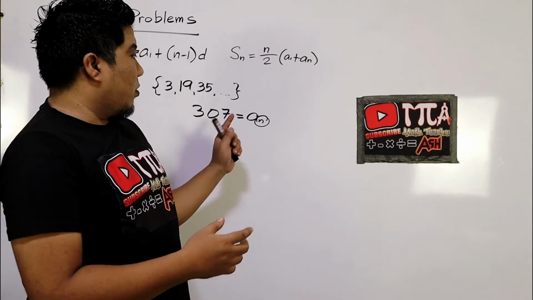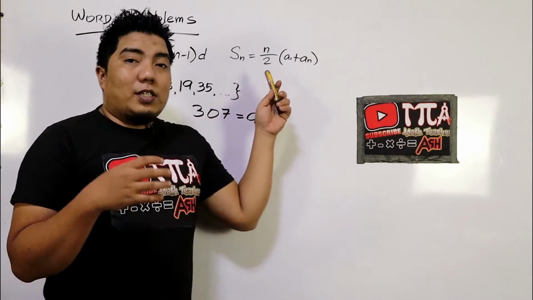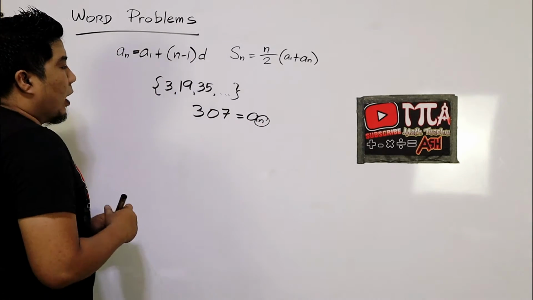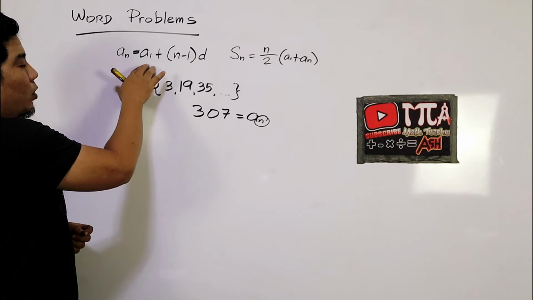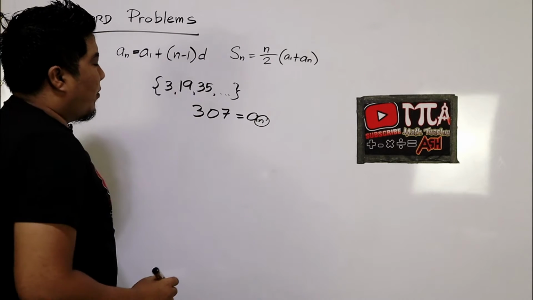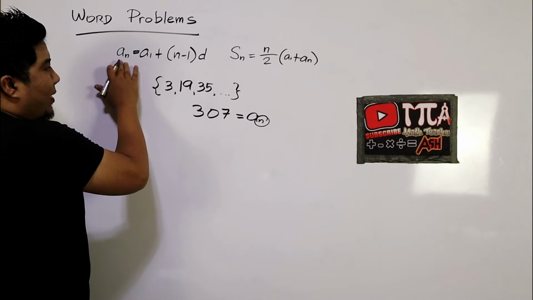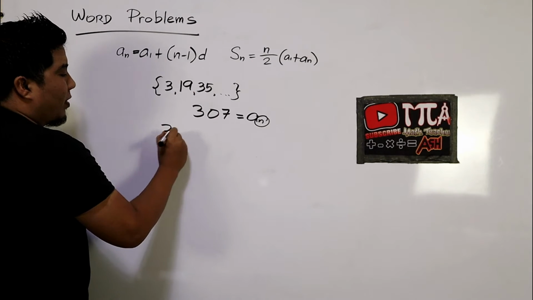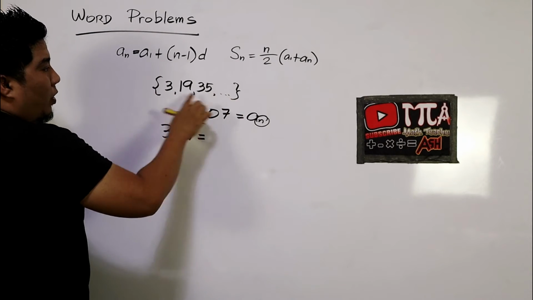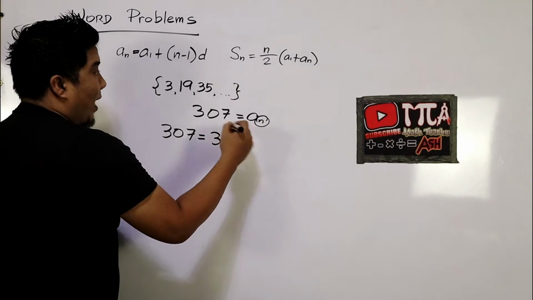Since this is talking about the position of the term, we don't need to use the formula for series. We will just use the formula for the arithmetic sequence, and that is a sub n is equal to a sub 1 plus n minus 1 times the common difference. Applying that, our a sub n is 307 equals a sub 1, the first term, which is 3, plus n minus 1.